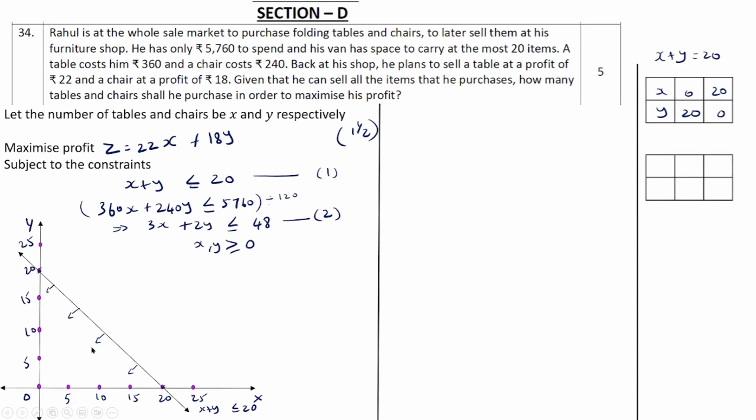Now we have the next inequation 3x plus 2y less than or equal to 48. So let us draw the line corresponding to 3x plus 2y equal to 48.